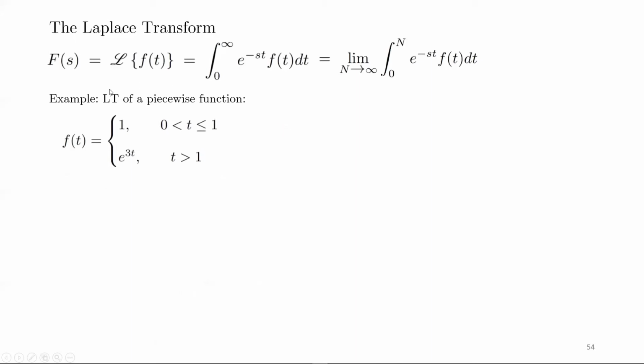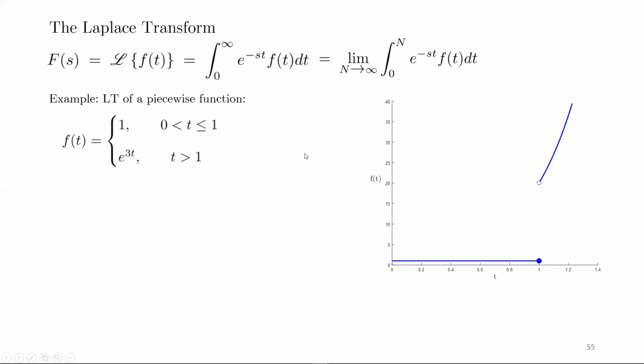But let's try and take the Laplace transform of this function. This function is equal to 1 for t between 0 and 1, and it's equal to the exponential of 3t for t greater than 1. If I graph that function, it looks like this. It is equal to 1 for t between 0 and 1, and then it jumps up to be this exponential function for t greater than 1. So you can see there's a finite jump here, and I'm claiming that we can take the Laplace transform of this function.